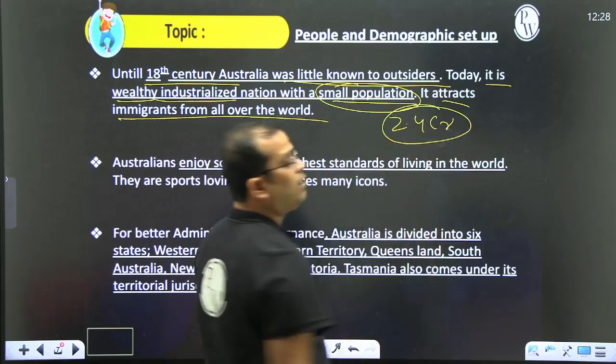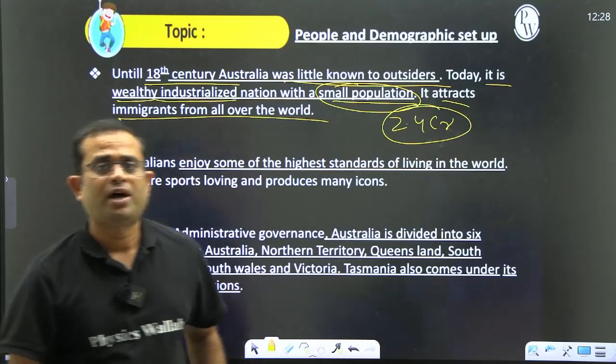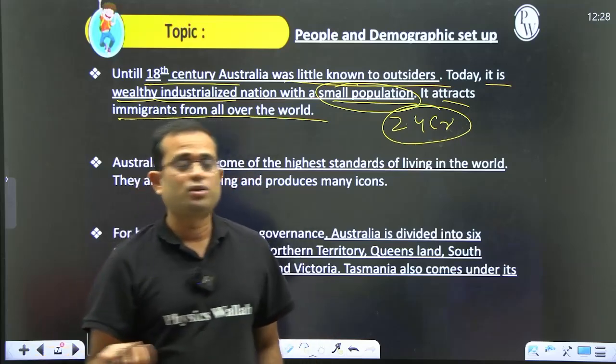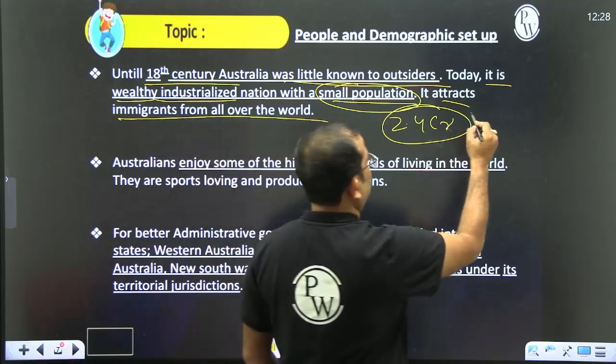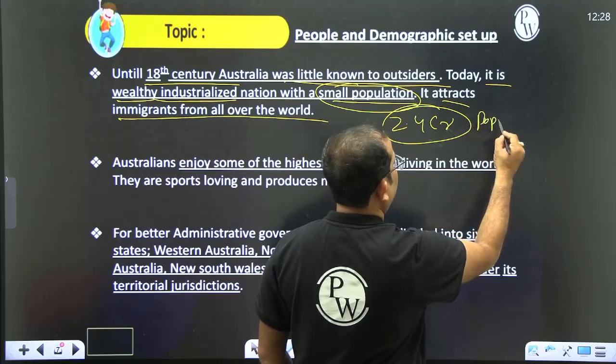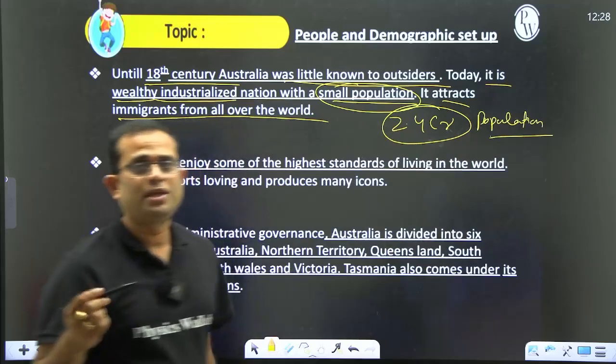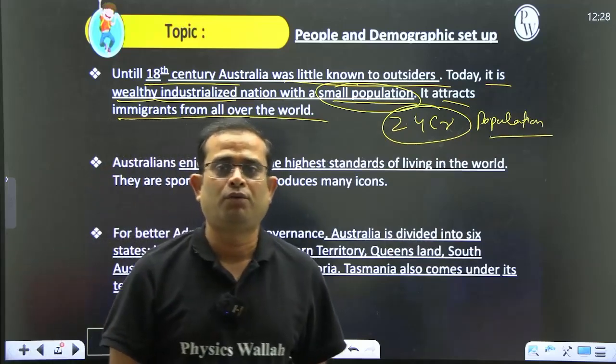Such a vast country, the 6th largest country, where the population is only 2.4 crore. Australia's population is 2.4 crore. If I say, our Odisha has double the population of Australia.